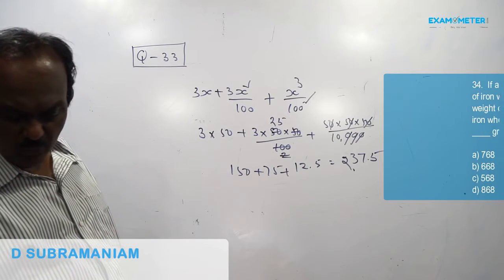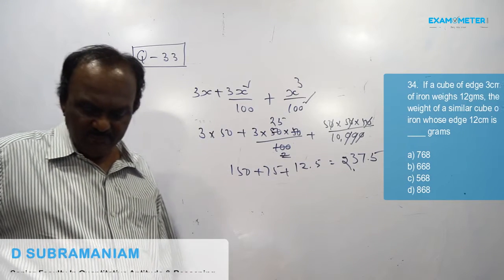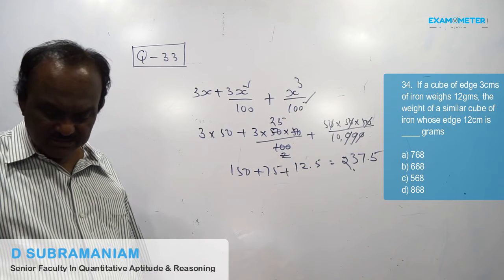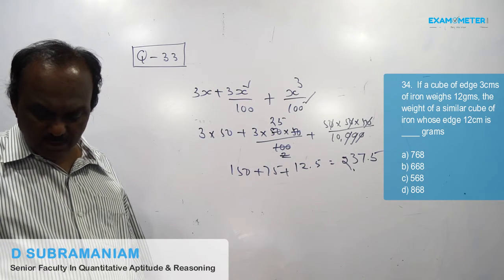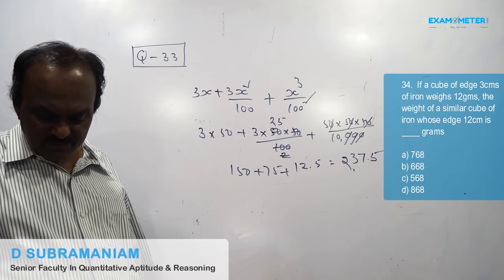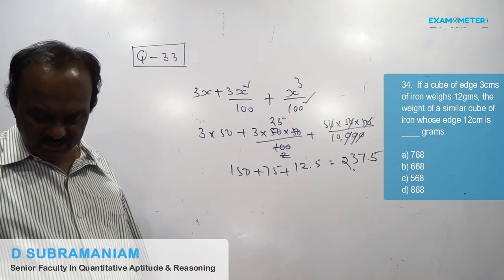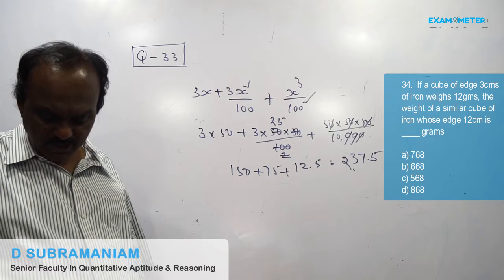Question number 34. If a cube of iron with edge 3 centimeters weighs 12 grams, the weight of a similar cube of iron whose edge is 12 centimeters will be how many grams?